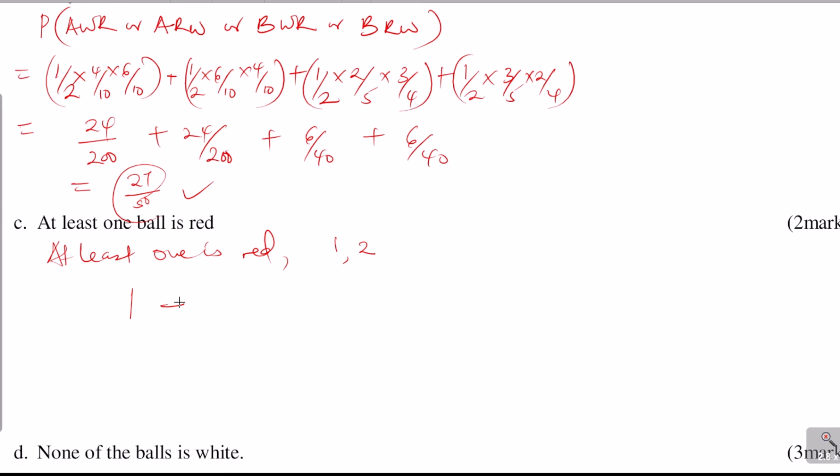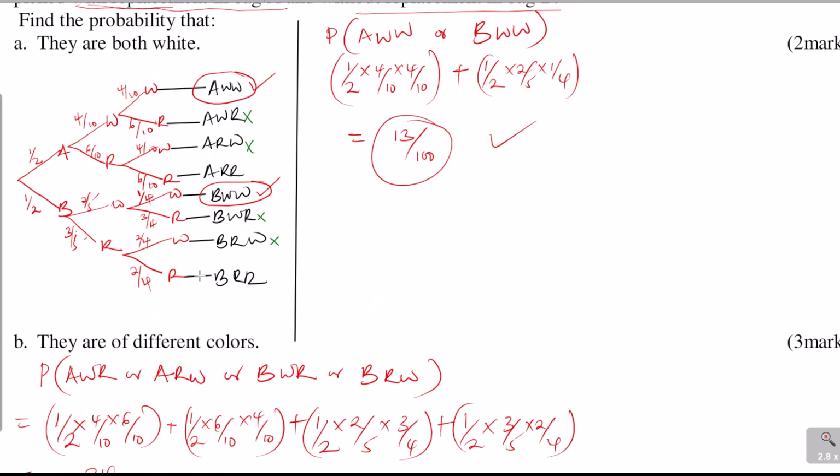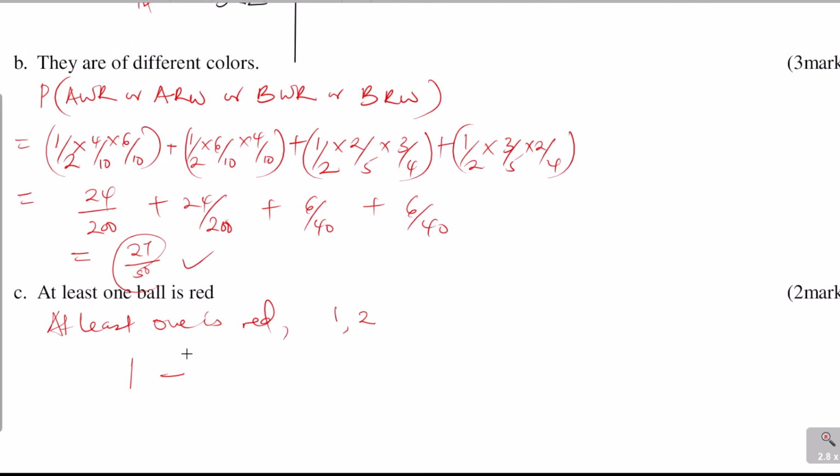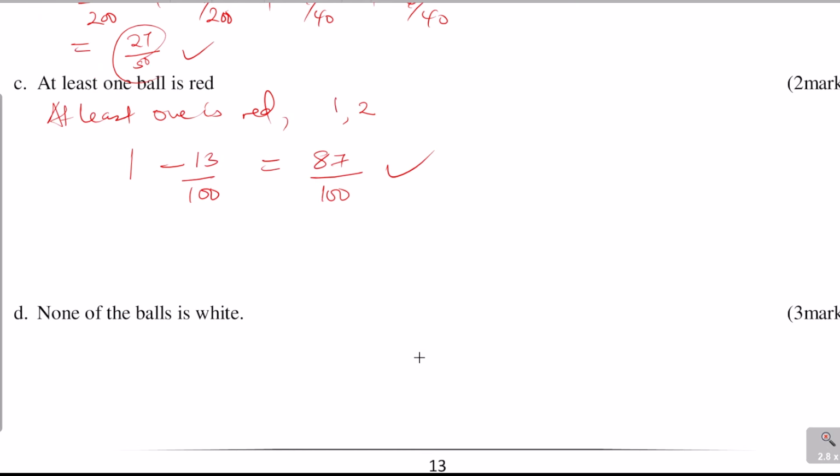We subtract the probability that they are both white. We remove the probability of A white, white, and B white, which we got as 13 over 100. And now we'll be left with all the others where we have either one red or two reds. So 13 divided by 100. That is the easier way. And this will give 87 divided by 100 as the solution for that part.